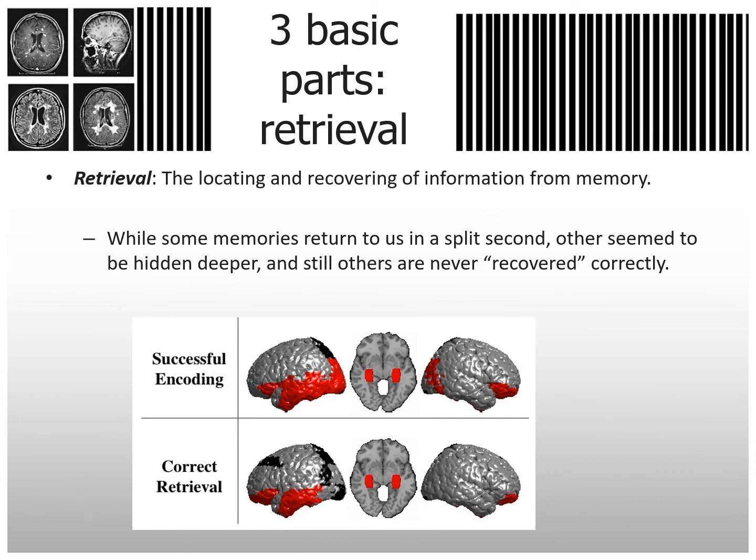So the third part of the information processing model is retrieval, which is the locating and recovering of information from memory. While some memories return to us in a split second, others seem to be hidden deeper, and others are never recovered correctly. What this diagram shows is the parts of the brain that encode information, right? So that makes sense of it as it comes in. That same part of the brain tends to light up, all right? So you see this here. Then the same part of the brain tends to light up when you're trying to retrieve it. So when you're trying to remember what's going on, you go to that same part of the brain to retrieve that information.